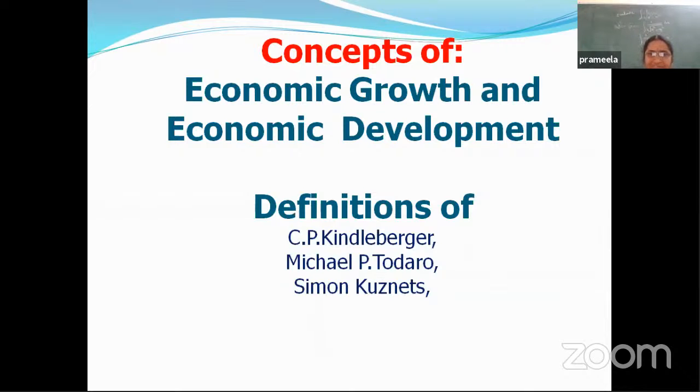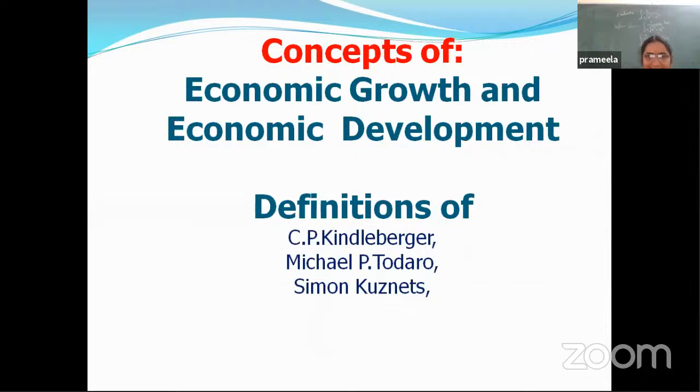The first definition is by C.P. Kindleberger. According to him, growth means more output. Simply, he says that growth means more output. Economic development implies both more output and changes in the technical and institutional arrangements by which it is produced and distributed. So economic development implies not only increasing the output, but also changes in technical and institutional arrangements, and whatever production takes place should be distributed in a proper way.